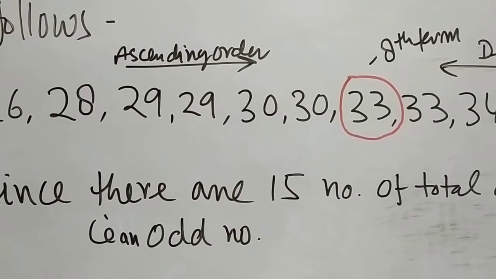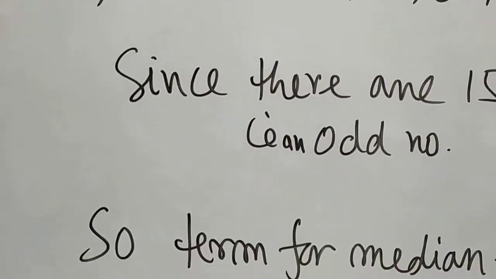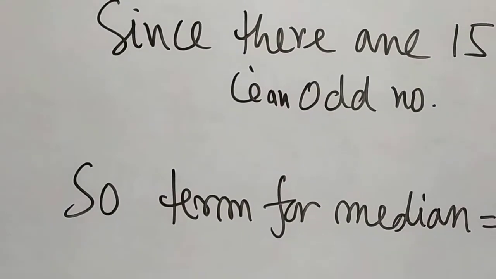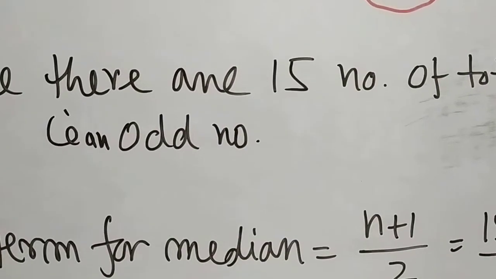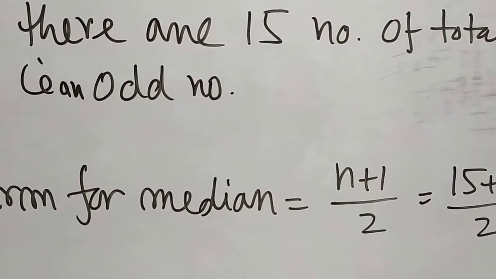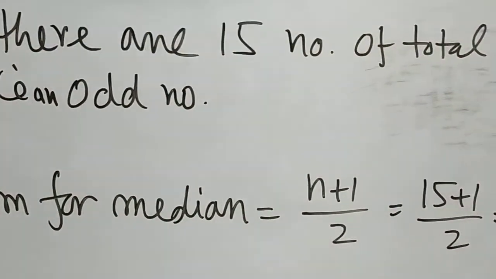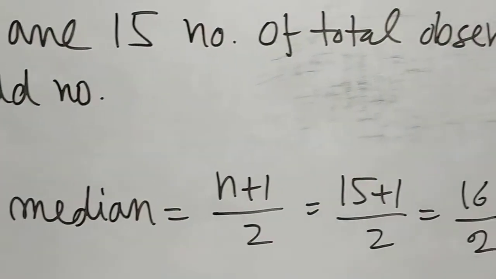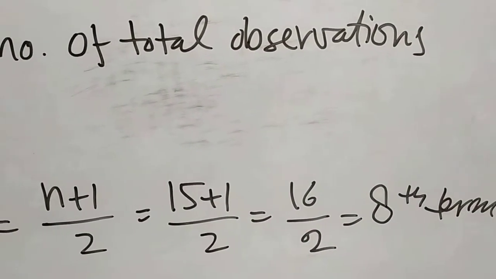15 is an odd number. So we will use the formula just to find out the term of median. The term for median can be calculated by using this (n plus 1) by 2 formula. When n is odd, this term will give the median. n is 15, plus 1 by 2, that is 16 by 2, that is the 8th term.